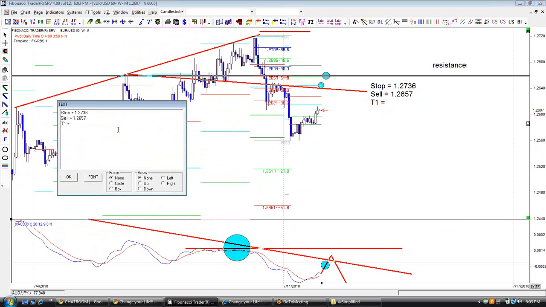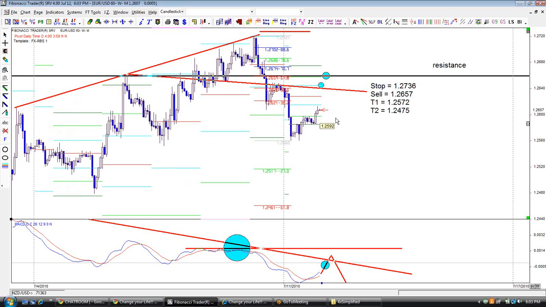One 20. That should be 25. And this is our trade. Sell at 126.57 with stop 127.36, target 125.72, target 2 124.75.